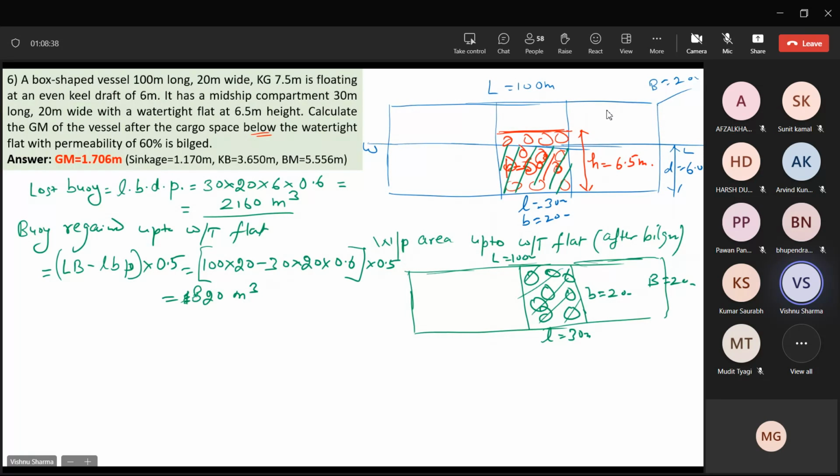Now, guys, how much have I lost? I have lost 2160 cubic meters. How much do I need to regain in total? I need to regain 2160. Now, suppose, now this is hypothetical. Suppose the answer here was 3000 cubic meters. That means, where will your final water line be? It will be below the watertight flat. Yes or no? If it was 3000 cubic meters, correct?